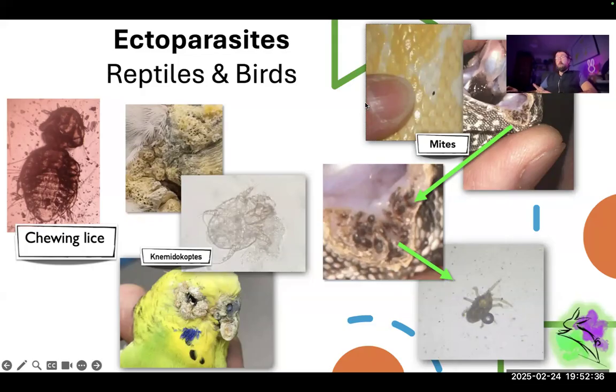Then we have reptiles. Usually mites are more frequently seen in snakes and lizards, a little bit less in tortoises. They are quite small. In snakes, there are fewer chances for them to hide, but usually they can find a little bit of space under the scales. In lizards, as in this case, we can see that they can be localized at the level of the rim of the mouth.